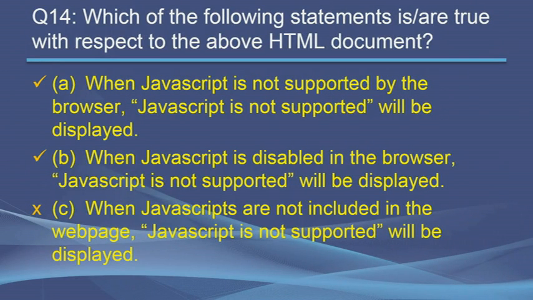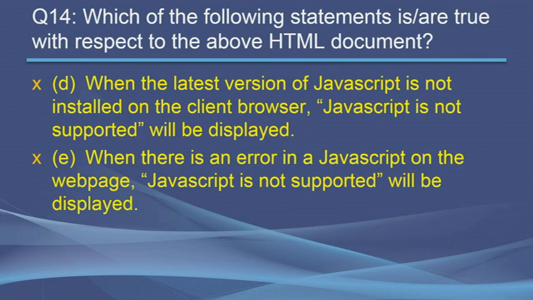The option C, when JavaScript is not included in the web page, JavaScript is not supported will be displayed. Now that is wrong, because what NoScript does is check whether it is supported or whether it is disabled, not whether JavaScript is embedded in the web page or not. So C is actually an incorrect option.